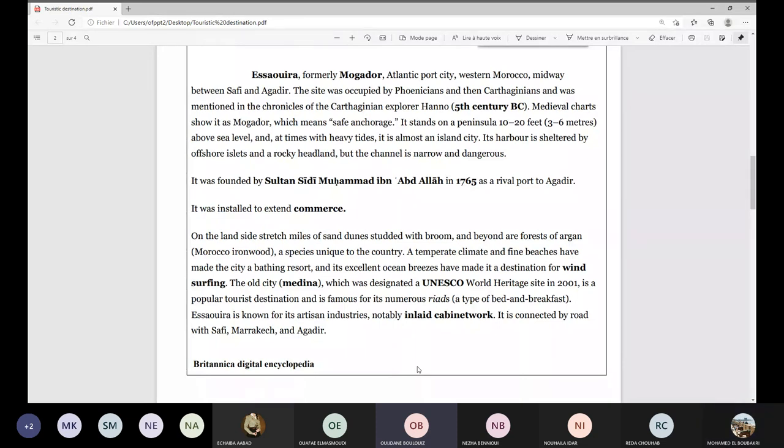The old city, Medina, which was designated a UNESCO World Heritage Site, is a popular tourist destination and is famous for its numerous riads, a type of bed and breakfast. Essaouira is known for its artisan industries, notably inlaid cabinet work. It is connected by a road with Safi, Marrakesh, and Agadir.